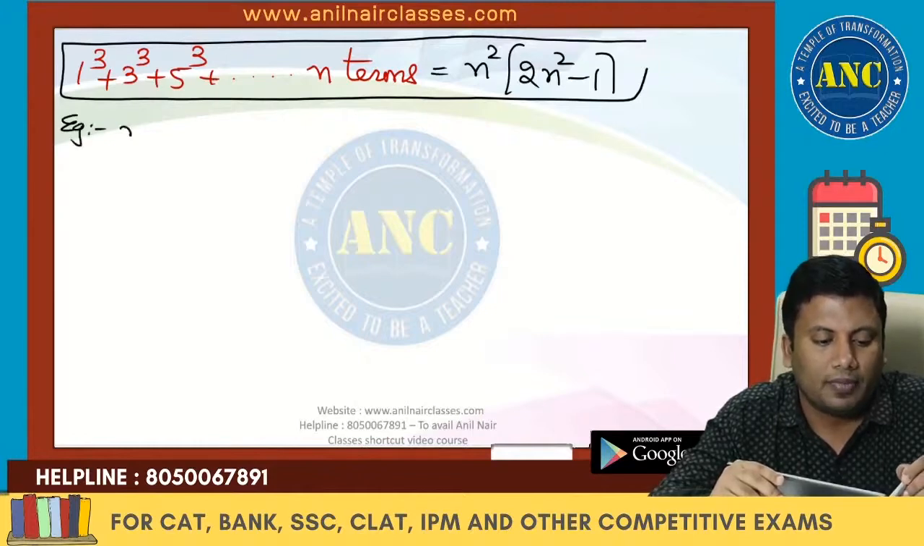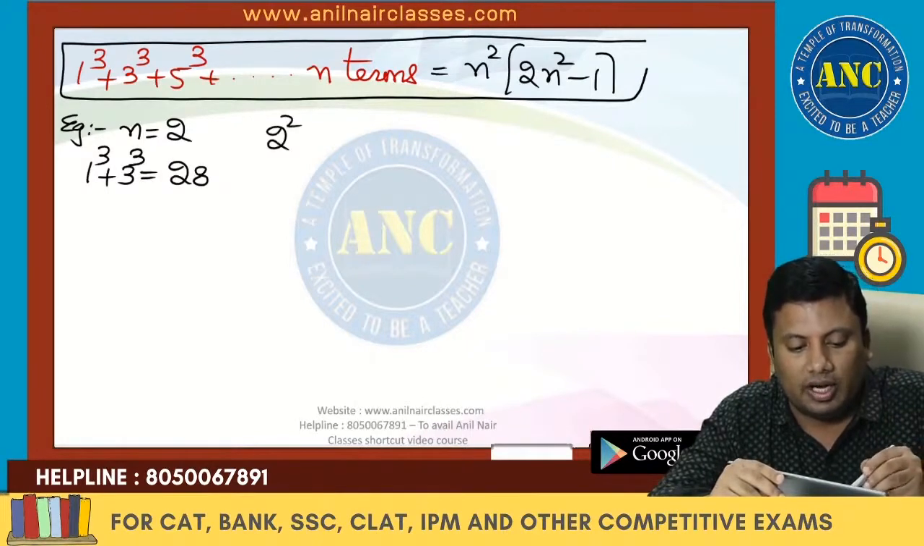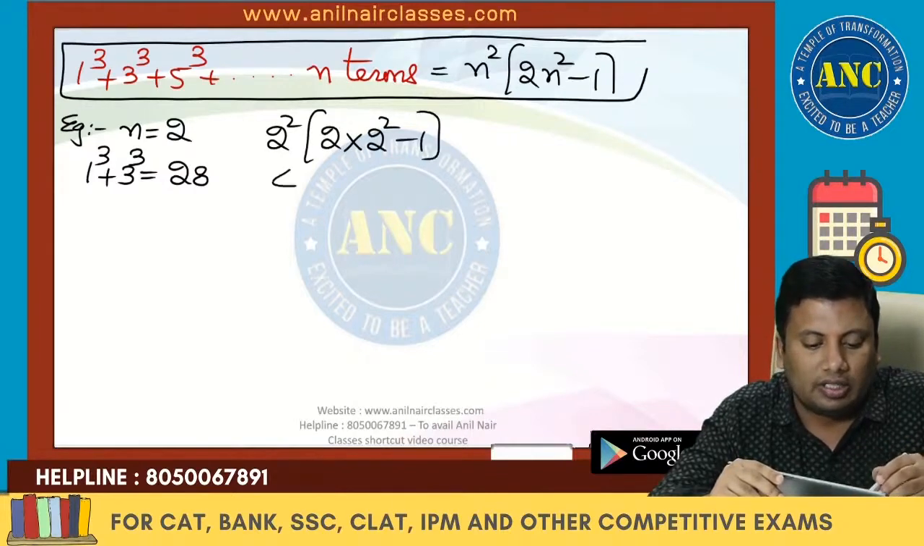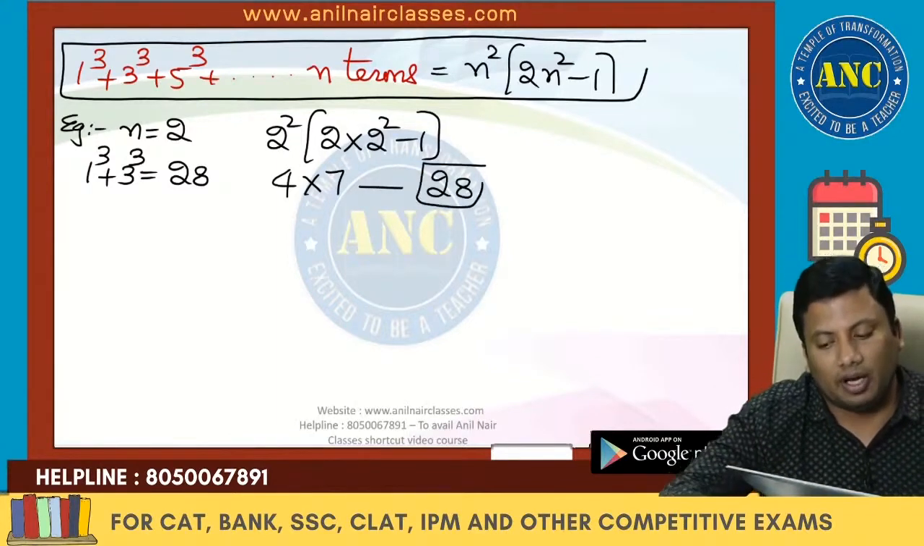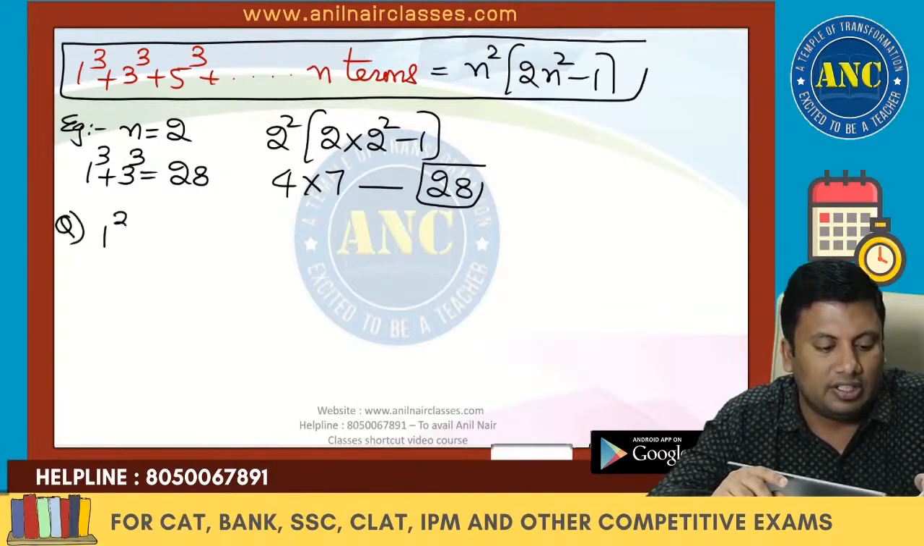Example, n equivalent to 2. 1 cube plus 3 cube is 27 plus 1, 28. Using the formula, 2 square into (2 into 2 square minus 1), so it is 4 into 7. Answer is 28. In case you are good in this, use this. Otherwise, use the example of digital sum.